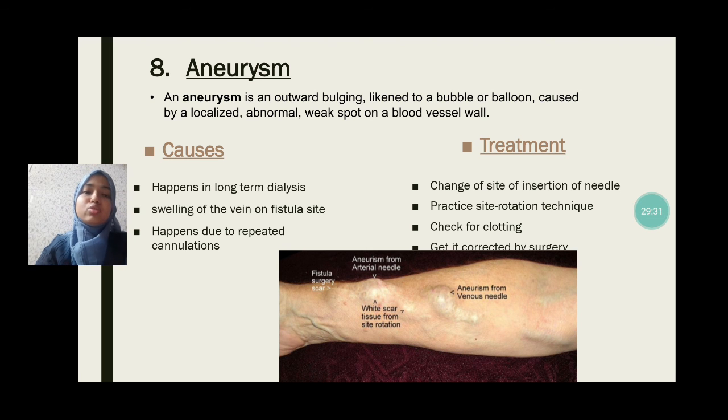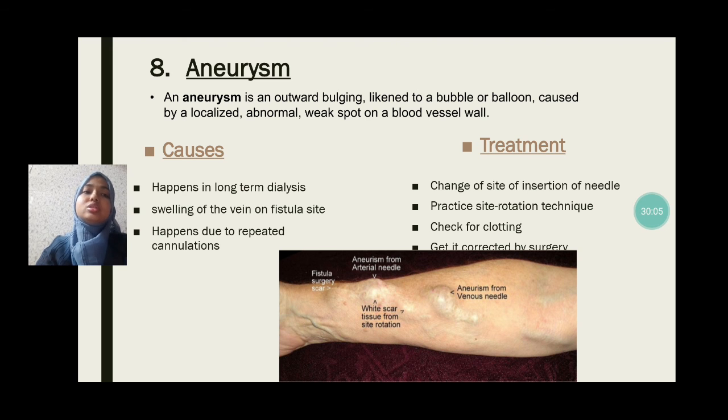So it may be good for the patient, but it is harmful for themselves only, because if they are not feeling the pain, that part becomes bulged up like a balloon. After n number of repeated cannulations, sometimes it may burst open as well, or sometimes it will give you pain and it needs to be removed by operating on it. So what are the causes in long-term dialysis? Swelling of the vein on the fistula side happens due to repeated cannulation.